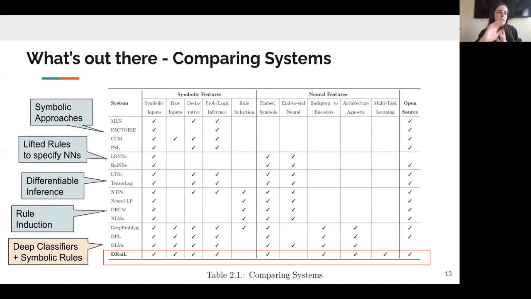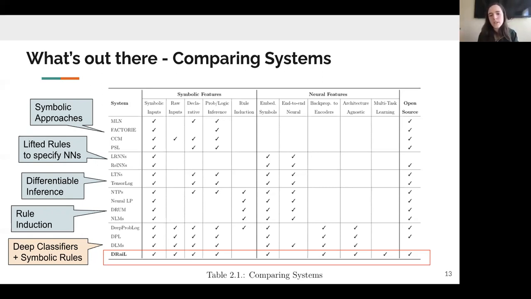I don't know if I should go into this, but this is some of the work in these research areas, and some of the frameworks that are out there. In case someone's interested, they can come back and look into this. I try to characterize the type of features that they provide. So whether they can deal with symbolic inputs, whether they can deal with raw inputs. By raw inputs, I mean open text or a vector or some arbitrary feature space, whether they're declarative so that you can play with the system and declare your own problems, whether they perform some sort of probabilistic or logic inference, whether there's rule induction, that on the symbolic side of things.